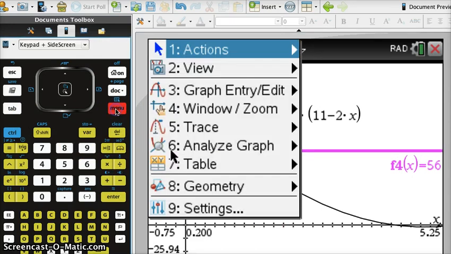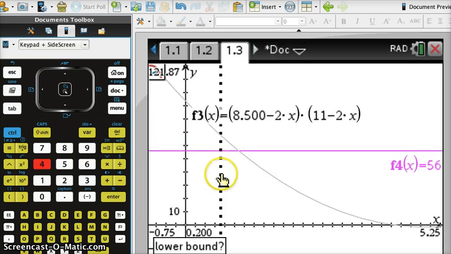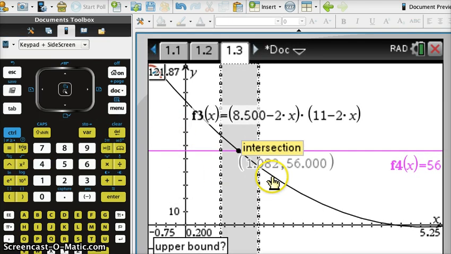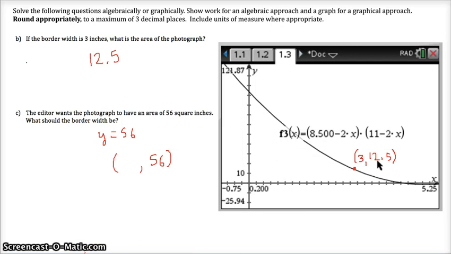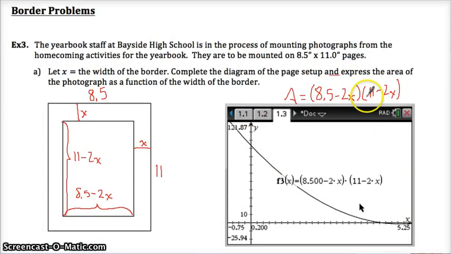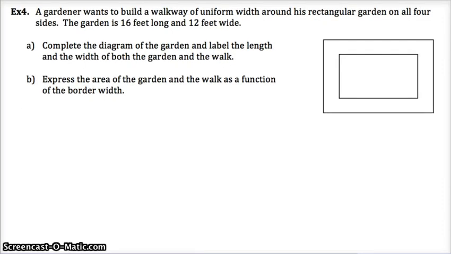And so I just go menu, analyze, intersection, and I give it a window from left of it to right of it, and it snaps to it. And it's 1.082 and 56 exactly. So 1.082 is my answer for that one. And we can be pretty sure that that's rounded to exactly 3 decimals. Again, to do this algebraically, be my guest. You can plug them into this equation and find all that stuff that way. But we have the fancy calculator. This would be on the calculator section, so I'd go ahead and do that.